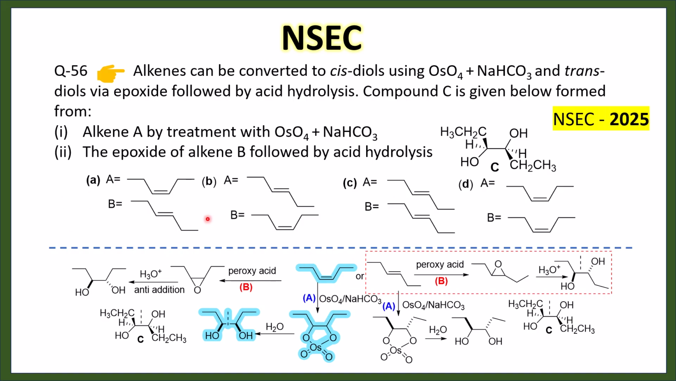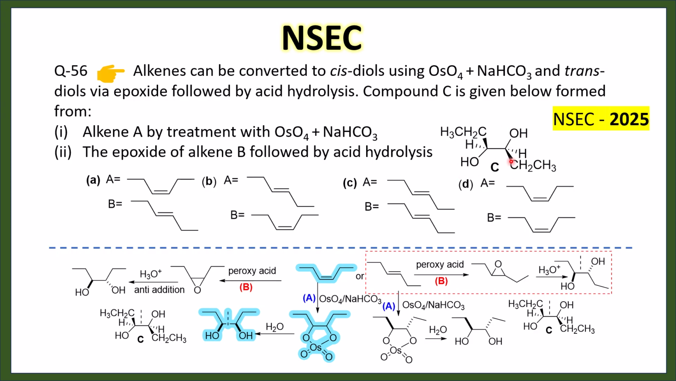In this first option, we can see whether the alkene is cis or trans. Let's do that. This is a cis alkene. When it is treated with peroxy acid, an epoxide forms, then hydrolysis gives the anti-addition product, so a trans diol. But option C has a cis diol in the product.